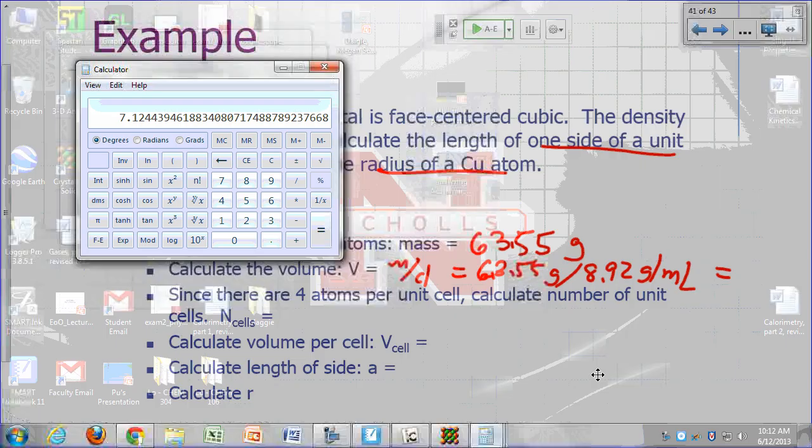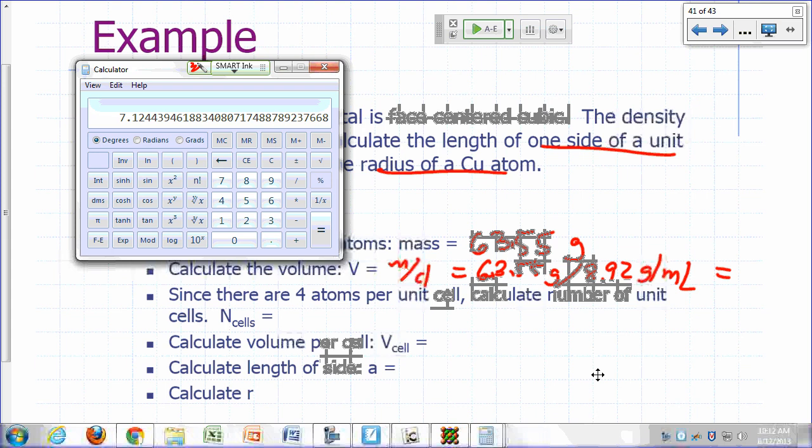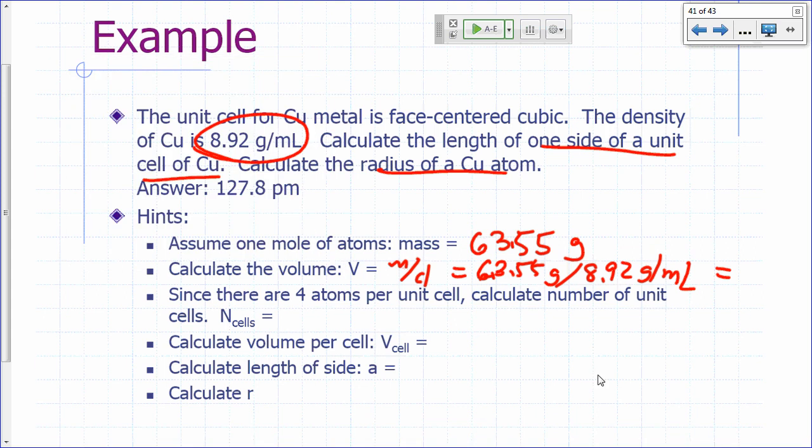7.124 milliliters. I'm going to put an extra digit past the last sig fig there, keeping in mind I only have 3 sig figs. Since there are 4 atoms in each unit cell, how many unit cells would you have? You have a mole of atoms. Every unit cell will be able to hold 4 of those atoms. So how many unit cells would you have total?